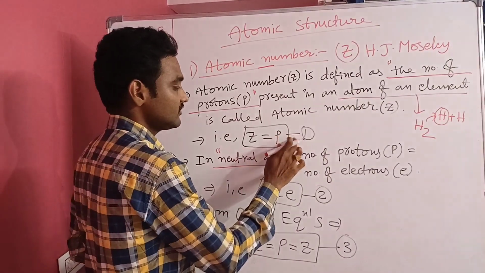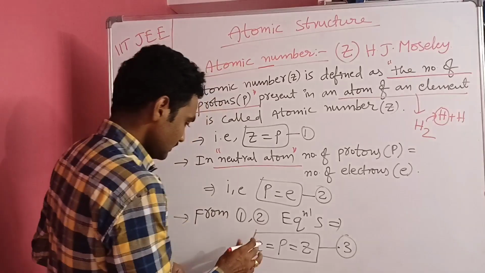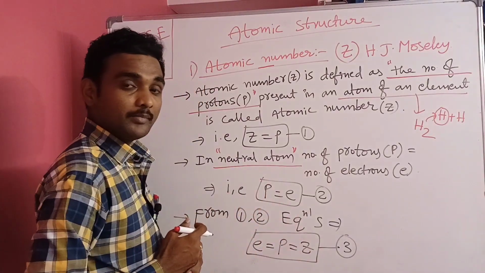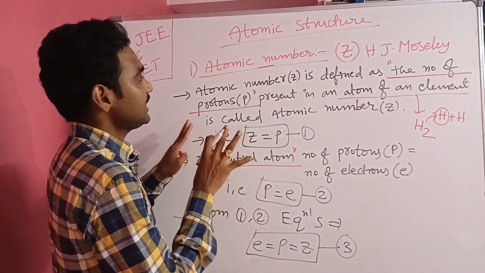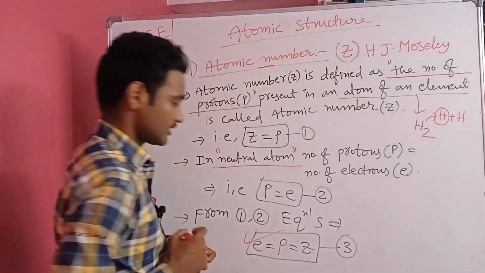Now from the first equation and second equation, we can write that the number of electrons is equal to the number of protons, which is equal to the atomic number. It is simply about atomic number. This equation I have to remember, very, very important.